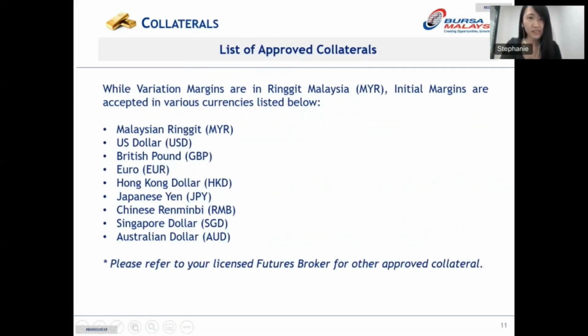As you can see here, these are the list of approved collateral. While variation margin is in Ringgit Malaysia, initial margin is accepted in various currencies listed below, which are Ringgit Malaysia, US dollar, British pound, euro, Hong Kong dollar, Japan yen, Chinese renminbi, Singapore dollar, and Aussie dollar. So for the full list of approved collaterals, you need to refer to your licensed futures broker.